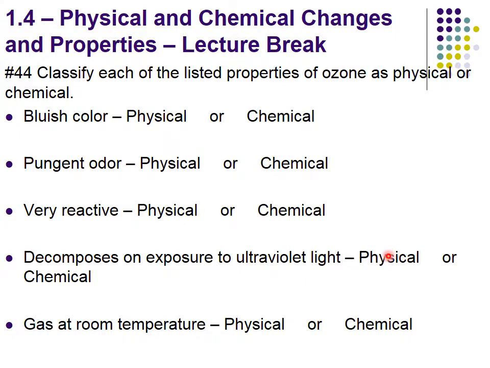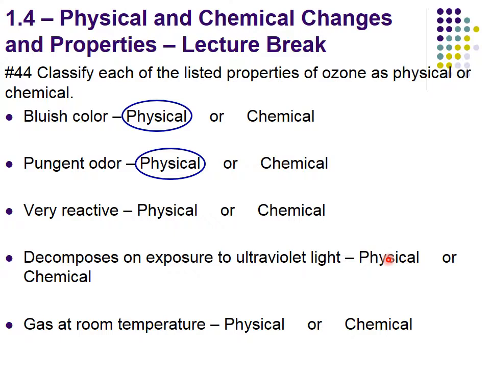So here's our practice problem, number 44. Classify each of the listed properties of ozone as physical or chemical. So the first one is a bluish color. Color is definitely a physical property. We can see the color, we can observe the color without changing what ozone is. Ozone has a pungent odor. Again, this is physical. We can smell it, and that's something that we can observe without changing what ozone is.